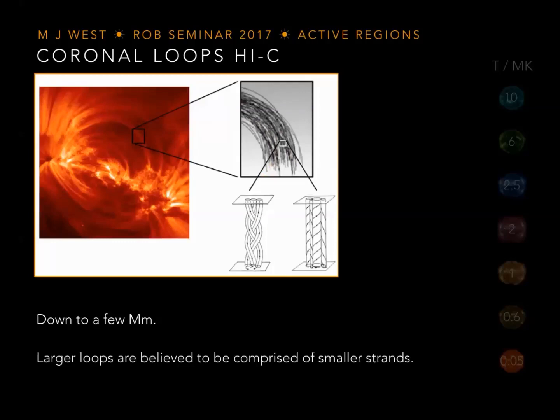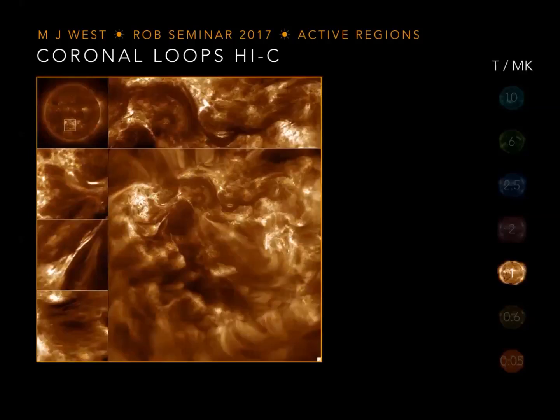A couple of years back, I think it was the Marshall Space Flight Center, NASA, they launched the Hi-C mission, and they produced some of the highest resolution images of the solar atmosphere. Up here we can see an AIA full disk image, and they focused on this region, which is what we're looking at down here. I'm afraid this projector doesn't do them justice, but we can really see some of these small-scale loop structures.